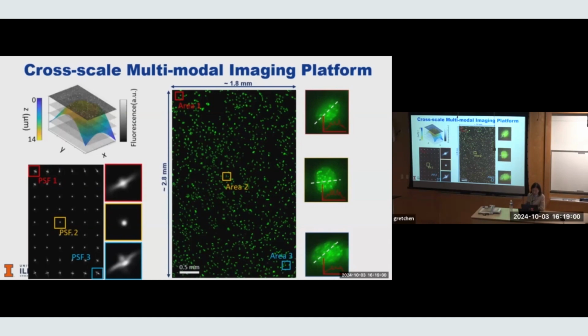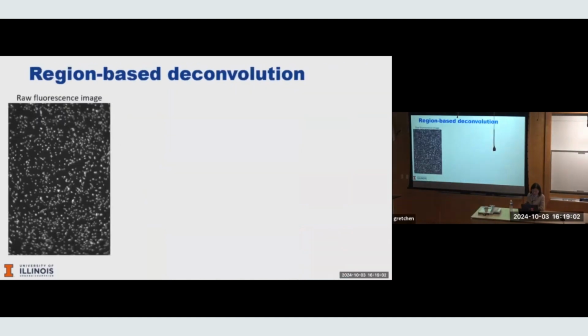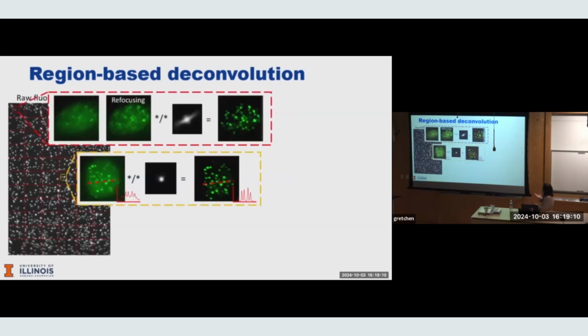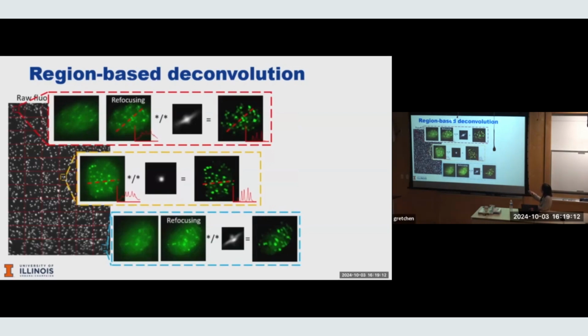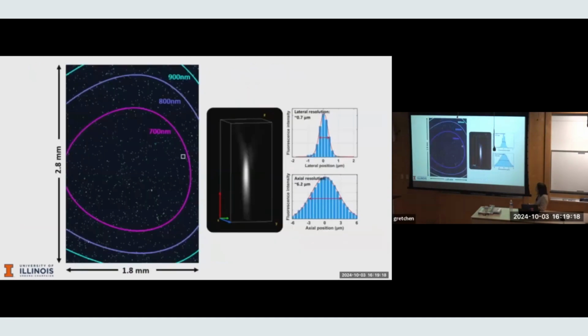So to compensate for that, we actually use computational-based corrections. A very simple, straightforward way: we just divide those into multiple regions, and then we do a deconvolution using our calibrated point spread function. So it definitely improves the overall performance. So this is the final result we get. 700 nanometer within the center, slightly worse when you get to the periphery, but it's overall sub-micron resolution.